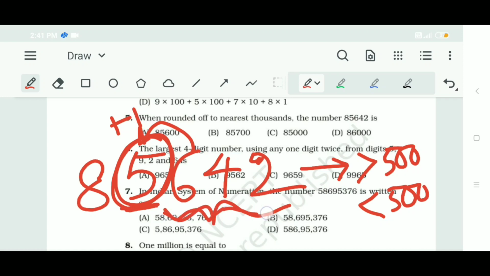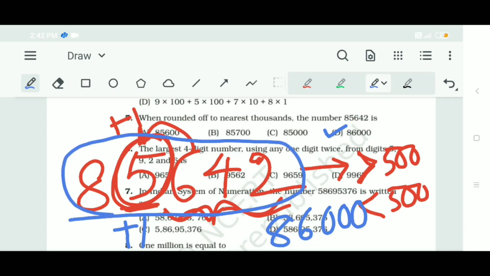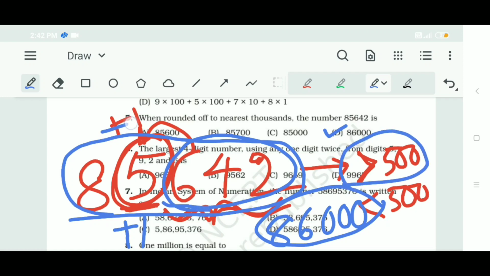Here we can see 642 means it has crossed 500. So we will add 1 with it, means the number will be 86,000. Okay, so option D will be the correct one. Means when 85,642 is rounded off to its nearest thousands, we will get 86,000, because here we get 642 which is crossing 500. So we are adding 1 with the digit which is placed in the thousands place. So question number 5, option D will be the correct one. Let's do the next one.